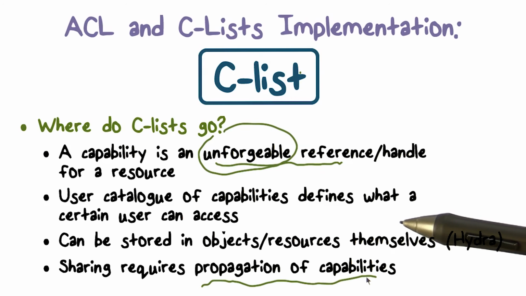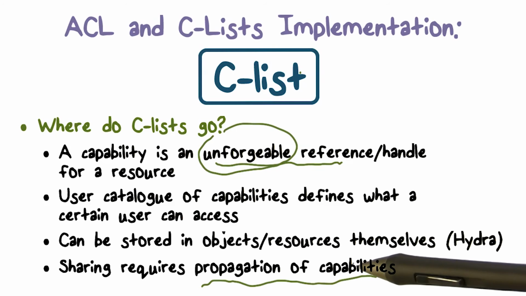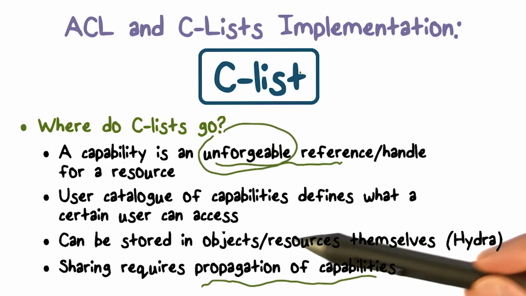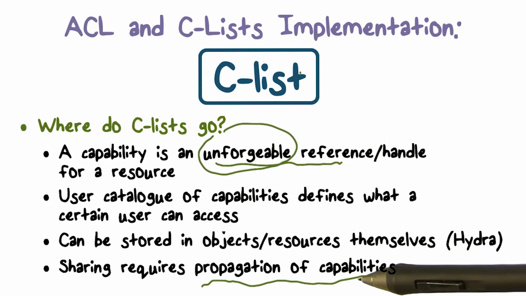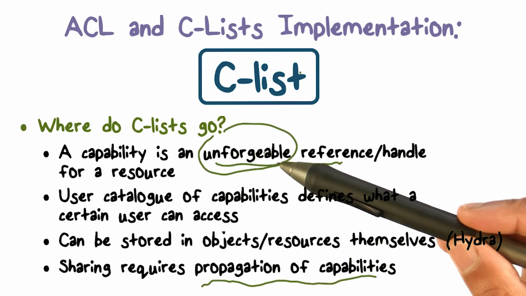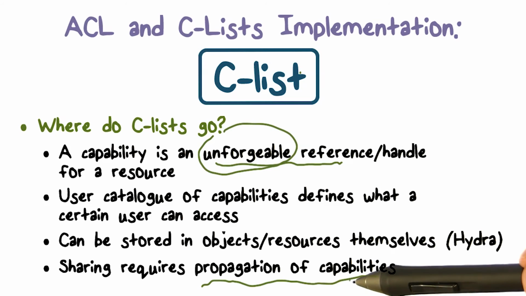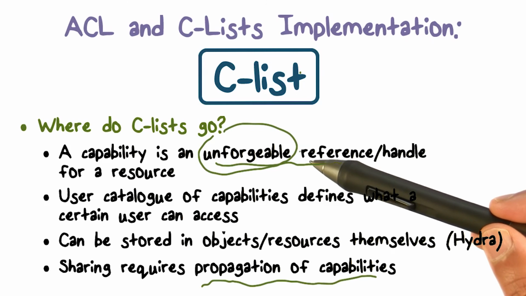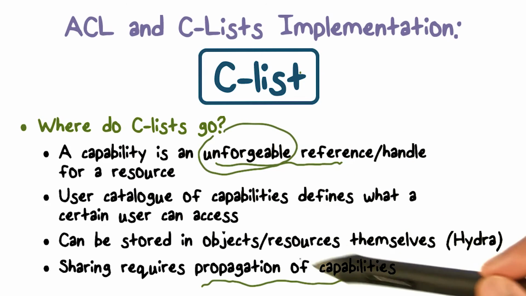Capabilities, what do we have to do? Sharing is going to require propagation of capabilities. The new user who should be able to access this resource in the future, we have to provide this user with a capability for this resource. So the capability has to be propagated. But remember, they shouldn't be able to forge it. They shouldn't be able to sort of mint a capability unless it has been passed to them or someone had chosen to share the resource with them.